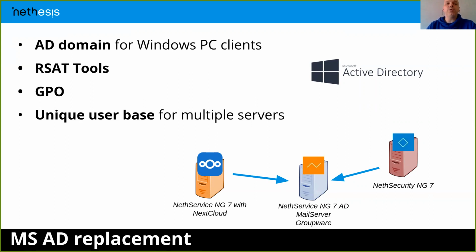Additionally, it is possible to interface other net servers with the same user base, simply joining them to the domain. For example, you can join a NetSecurity instance to the domain to utilize its user for VPN or web proxy authentication, or you can join a server instance running Nextcloud to utilize the same user base also for personal cloud service.